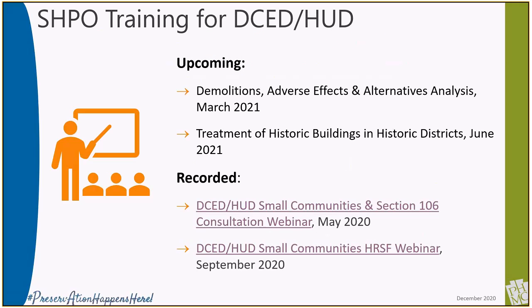And at the request of DCED, we are planning another upcoming technical webinar. That one is going to be on demolition and adverse effects and alternatives analysis, some of which we touched on today. That will be in March. And in June, we'll be discussing the treatment of historic buildings in National Register listed or eligible historic districts. So the intention of these trainings is to provide you with the tools that you need to make sure you can carry out your 106 responsibilities. If you have suggestions for other training topics, please let us know.